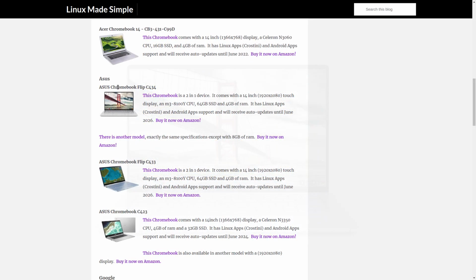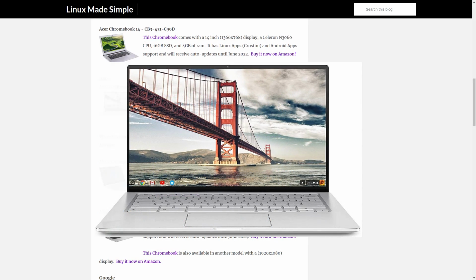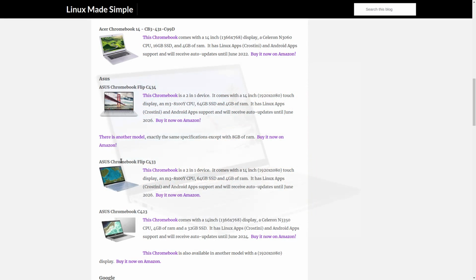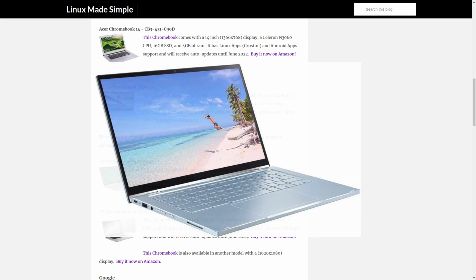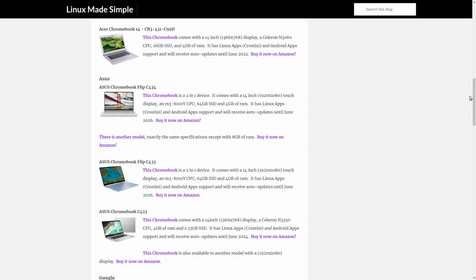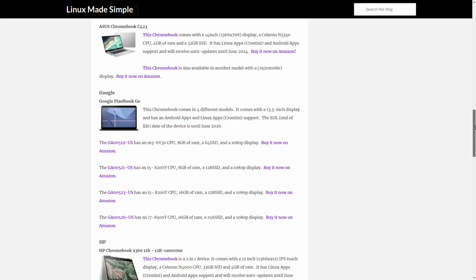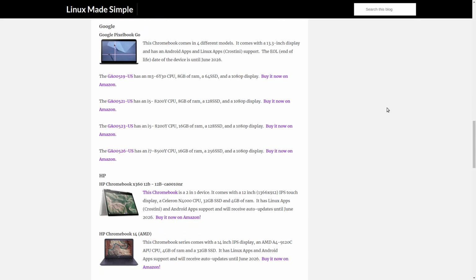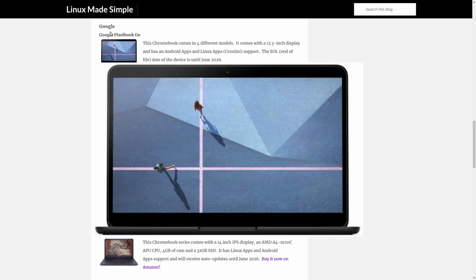Asus. The Asus Chromebook Flip C434. The Asus Chromebook Flip C433. The Asus Chromebook C423. Google. The Google Pixel Book Go.